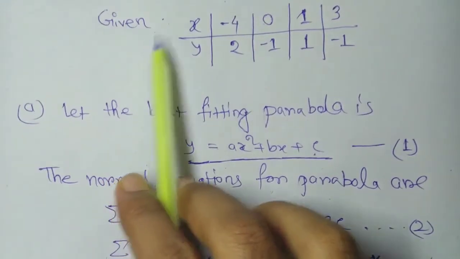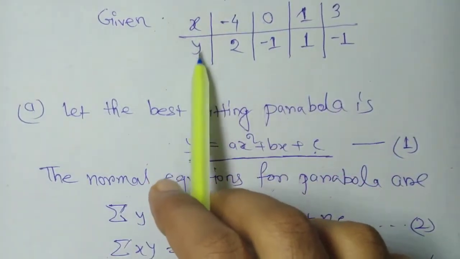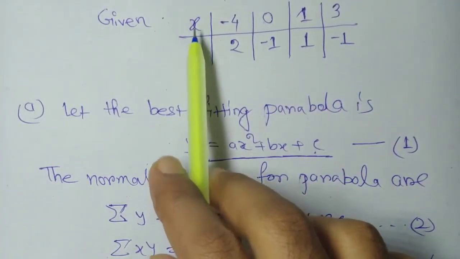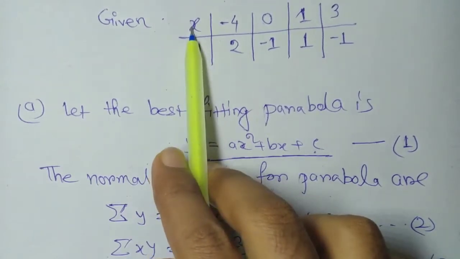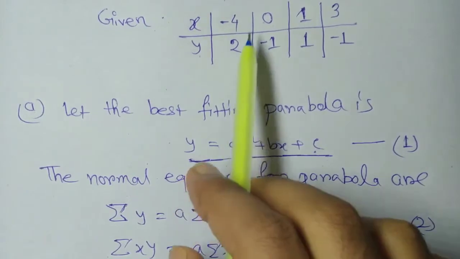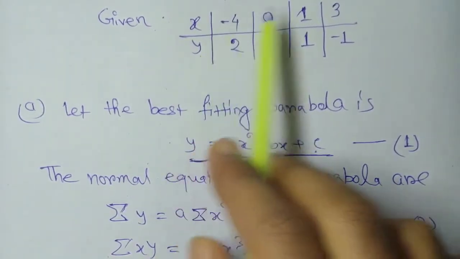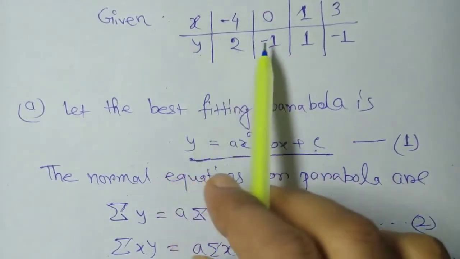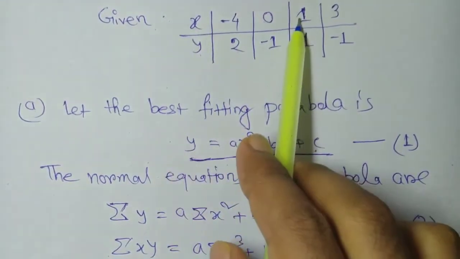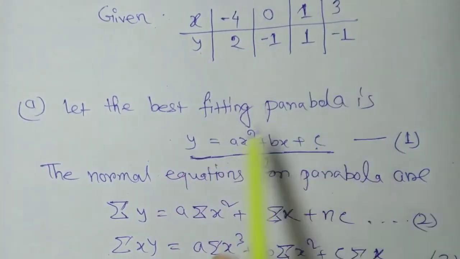These are the data where x has these values, and y is a function of x. This takes the value 2 at x equal to minus 4. At x equal to 0 it takes minus 1. At x equal to 1, y takes 1. At x equal to 3, y takes minus 1.